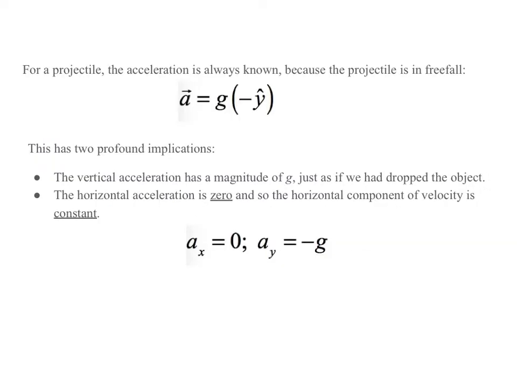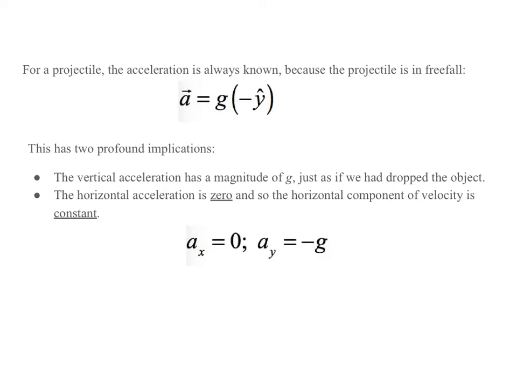For a projectile, the acceleration is always known, because the projectile is in free fall, so the acceleration is g in the minus y hat direction, or g downward. What you don't want to get in the habit of saying is that the acceleration is minus g. G is a scalar, and the acceleration is a vector. It can't be minus g, not in a two-dimensional context where the vector information is important.